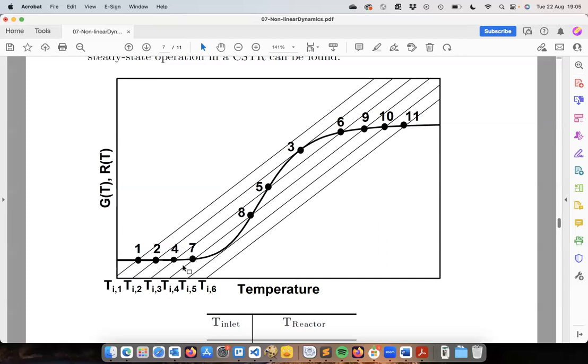So we have 3 steady states available here. And we have 1 steady state here. We can see TI5 is a special temperature, because when we are just to the left of that, we have 3 steady states. And when we are just to the right of it, we have 1 steady state. So we call temperatures like TI5 a bifurcation point.